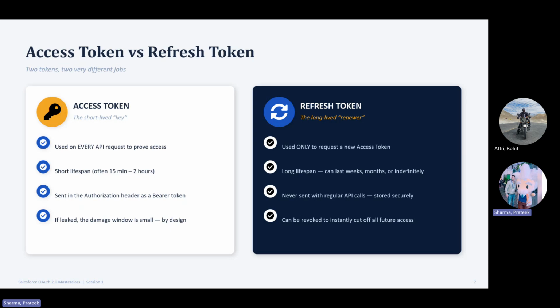It has a short lifespan, like it can last 15 minutes to 2 hours, or you can even set that time, right? It is sent in the authorization header as a bearer token. We will discuss that when we discuss REST requests, right? If leaked, the damage window is small. I mean, we know it has a short lifespan. So if somebody has hacked your application, then the access token will expire in 15 minutes. Let's assume they can access your application only for 15 minutes, right?